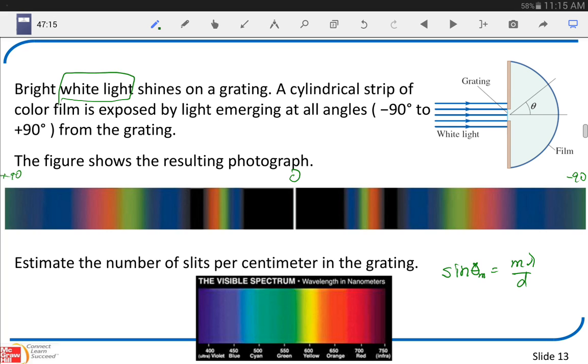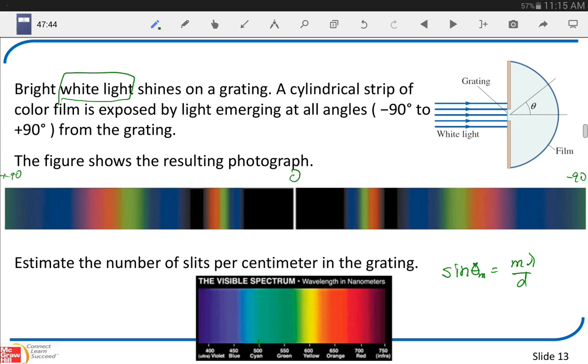Well, I only know one angle, and that's the end. So I'm going to choose that 90 degrees. What color do I have at plus or minus 90 degrees? Green. So we look down here and we say, okay, that's just the beginning of the green, right? You look here, it went from blue to green. Here we just shifted from blue to green. So it must be right about here. So let's say 500 nanometers.